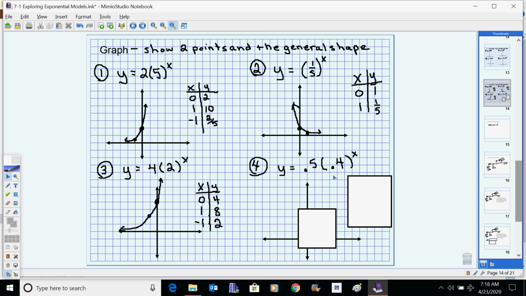In the decay functions, you're probably going to want to look at the next positive number. So we know that this already has a y-intercept of 1/2 from here. And then you plug in a 1 here, and that'll give you 0.2.